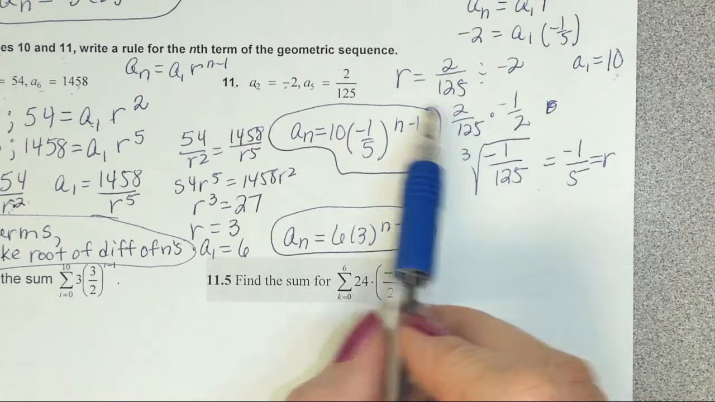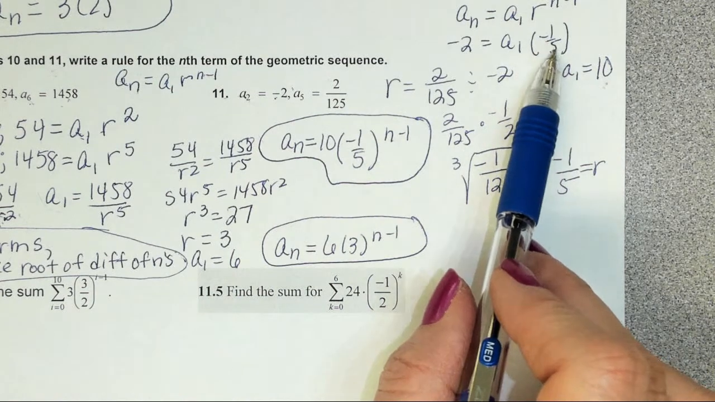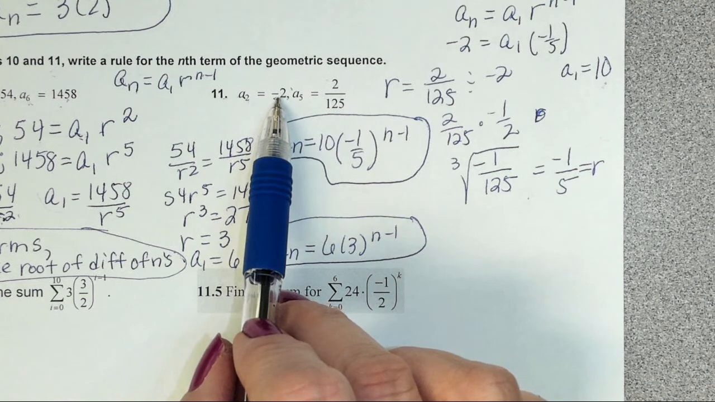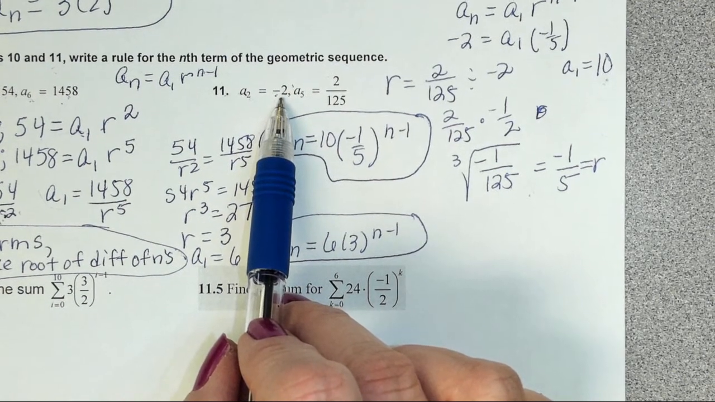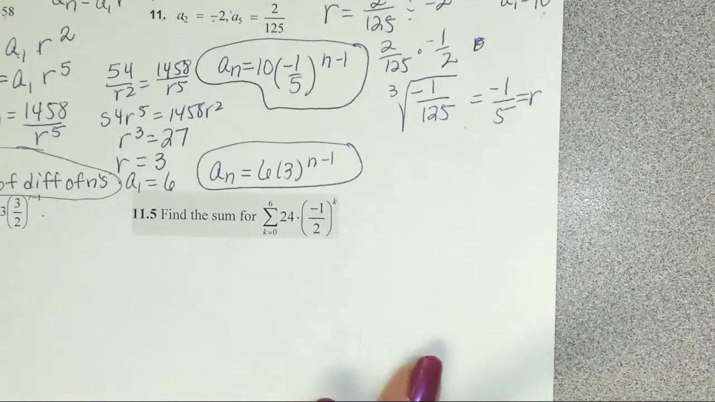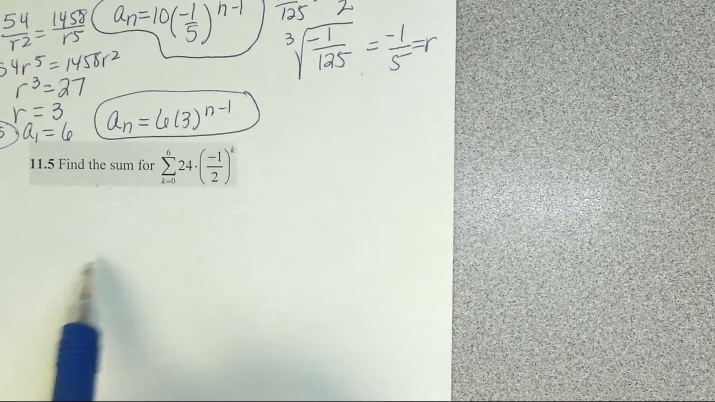But also, guys, once I knew a sub 2, if I know I'm going to have an r value of negative 1/5, I could have just thought I'm going to go backwards. So I could have divided this by negative 1/5. That's the more logical way rather than the formula way. Okay, last one here. I want you to add this one on instead of that one.